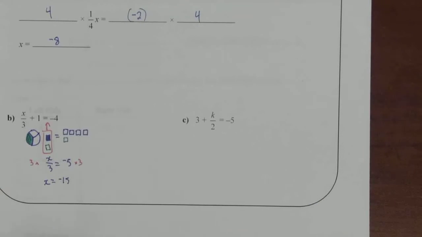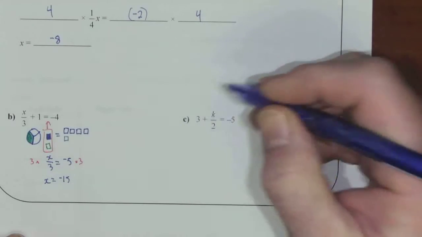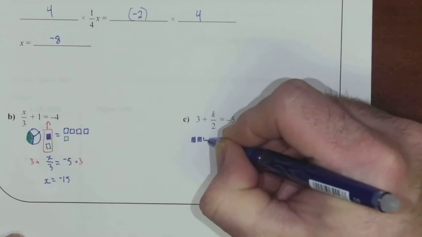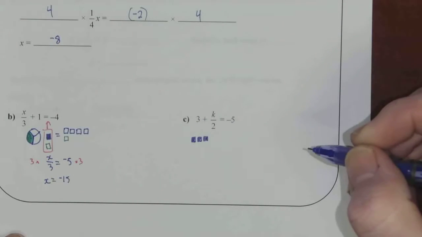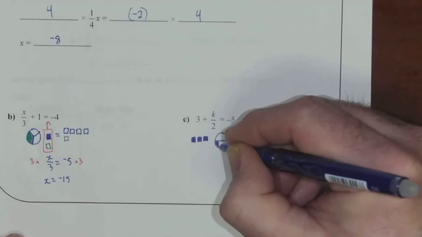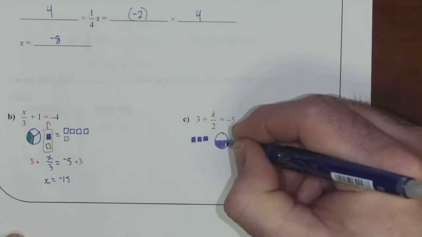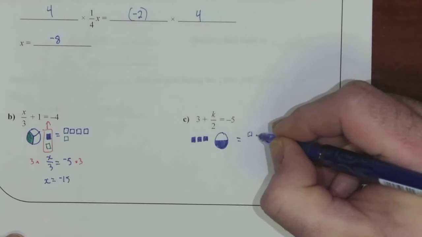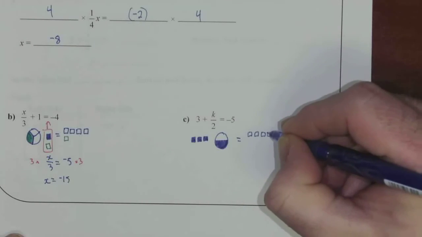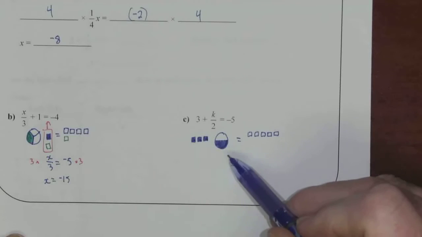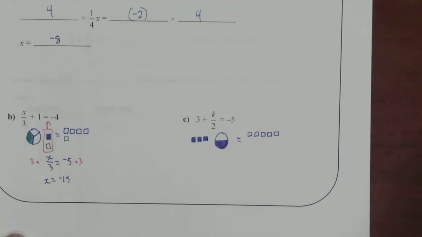Now we can do something very similar here on part C. We're going to start, we've got 3 positive tiles. That's the 3. And then we've got a k divided by 2. So I'm going to have a circle here that I'm going to draw, I'm going to cut it in half and then fill in just half of it. So there's our k divided by 2. And that is equal to negative 5. So 1, 2, 3, 4, 5 negative tiles. So here's our visual representation of our equation. 3 plus k over 2 equals negative 5.